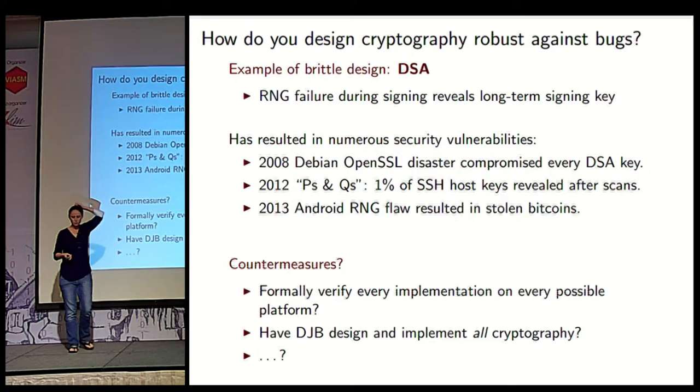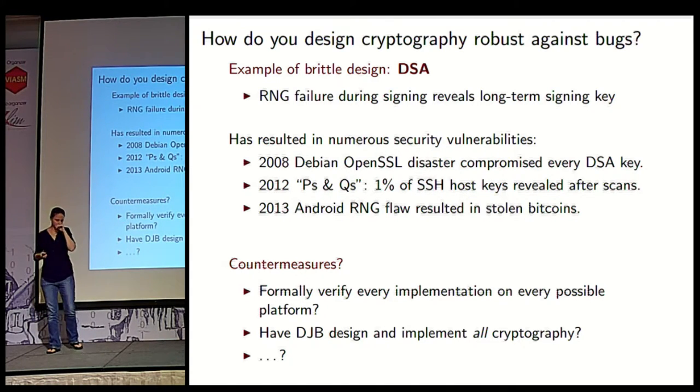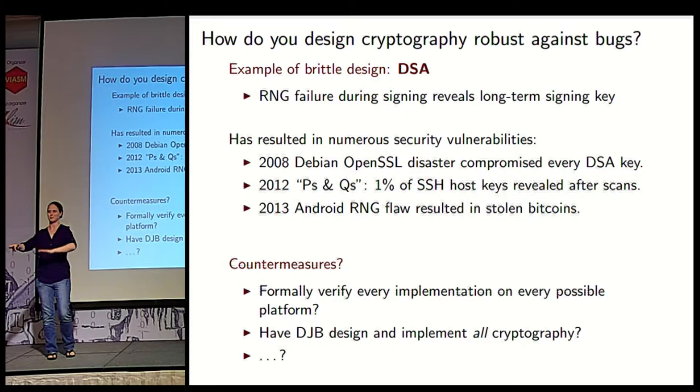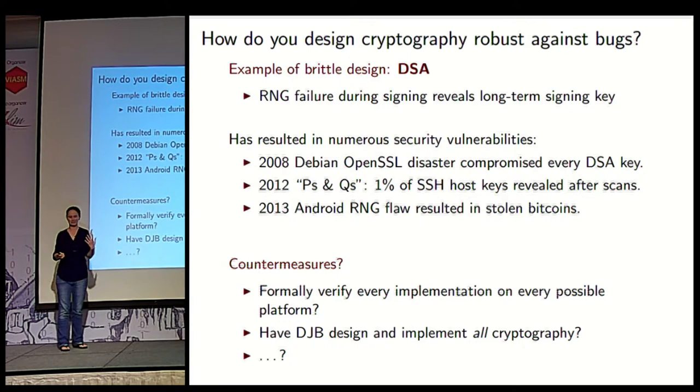This could have been avoided by having some kind of deterministic scheme for signature generation, but it wasn't. Okay, so what kind of countermeasures do we have? Can you formally verify every single implementation on every possible platform? Often we have very complicated interactions between different architectures and different libraries, and constant and non-constant running times of microarchitectural instructions that you need to understand in order to protect against, say, timing attacks.